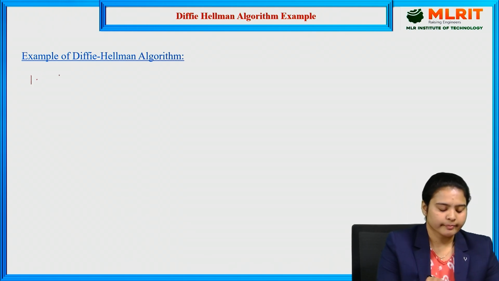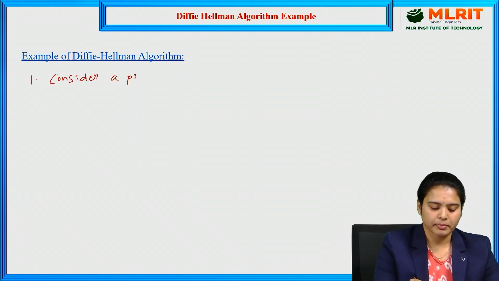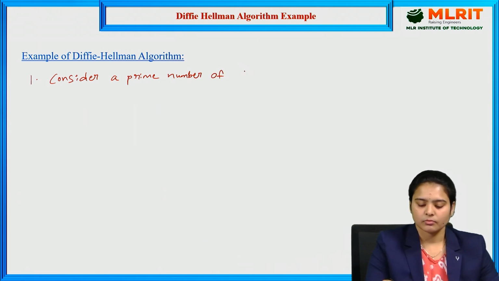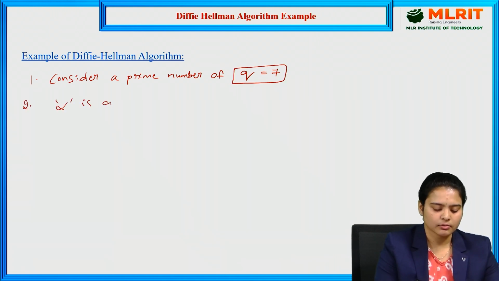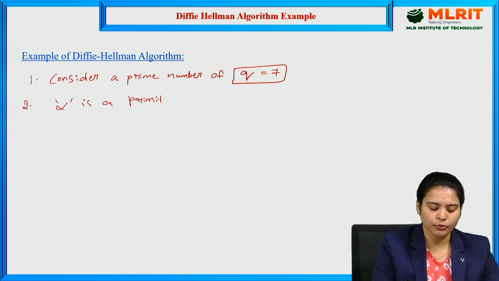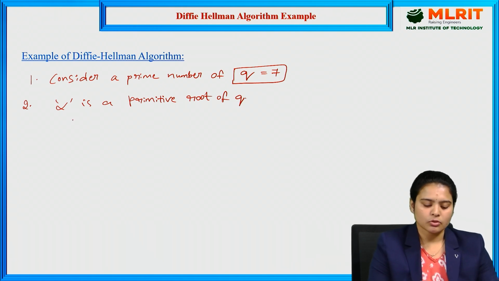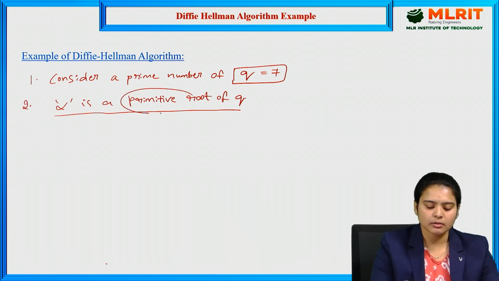First process, consider a prime number Q. Let us take an example of Q equals 7. So we need to take alpha as a primitive root of Q. We need to prove that alpha is a primitive root of Q. What is meant by primitive root? Let us find an example.